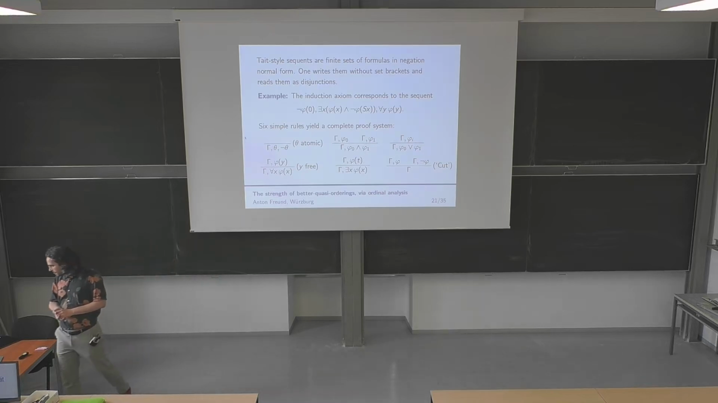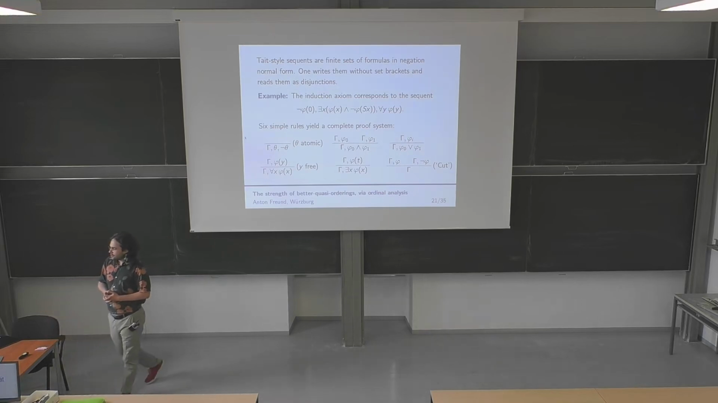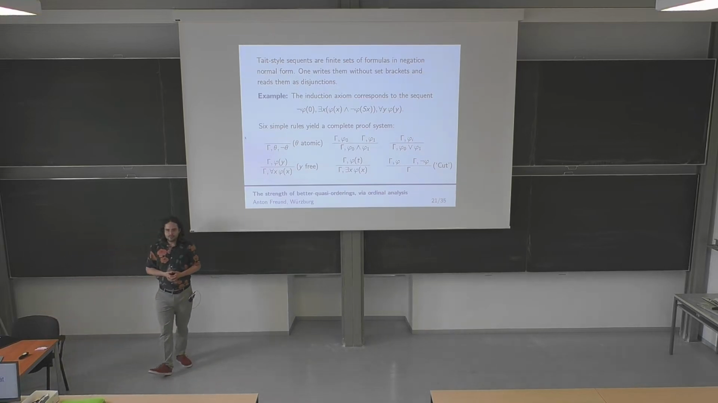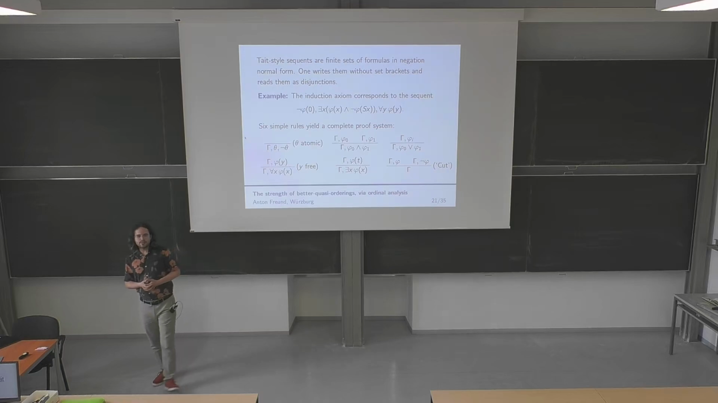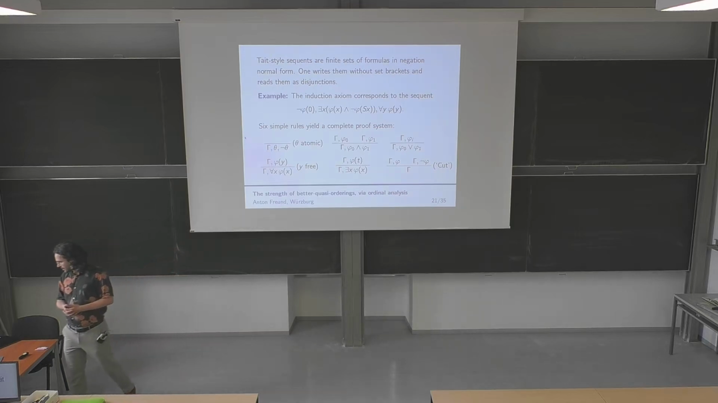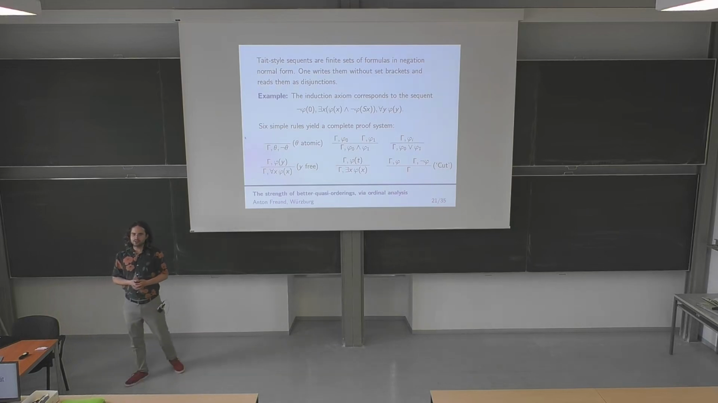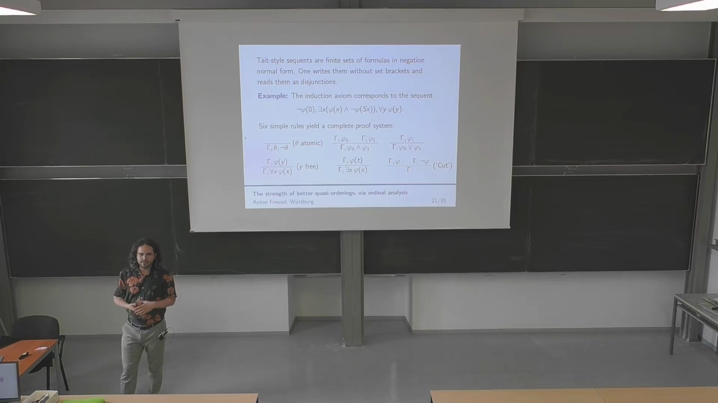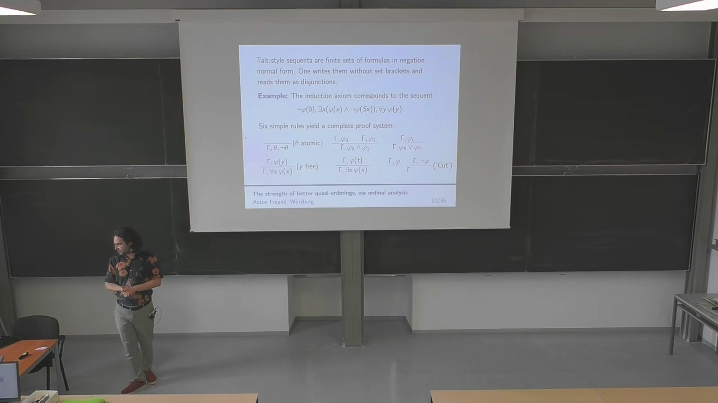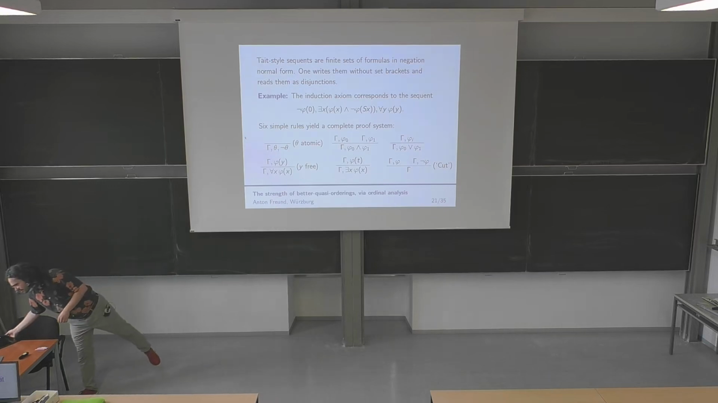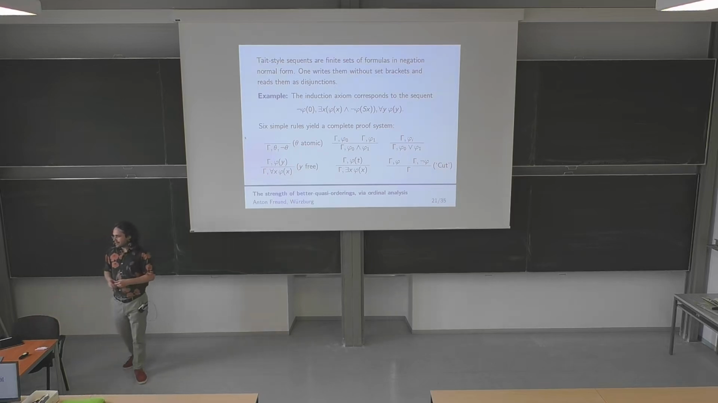Okay, and then out of these formulas you form a sequent, and these sequents are just finite sets of formulas, and the intuition is that you should read them as disjunctions. So a sequent, a finite set of formulas, says that at least one of the formulas in this set is true. And there's an example on the slide as well. So the induction axiom, you can of course write it down as an implication.